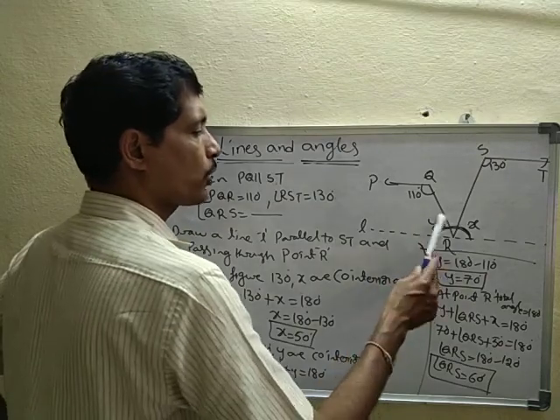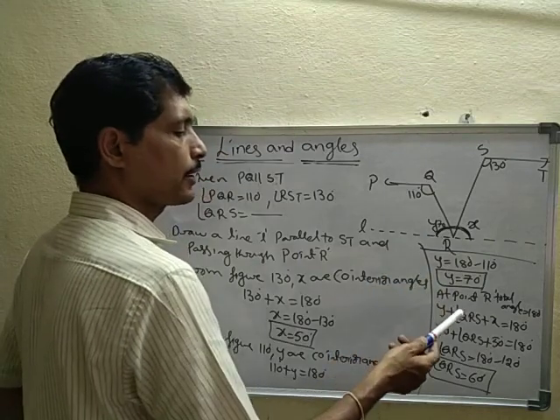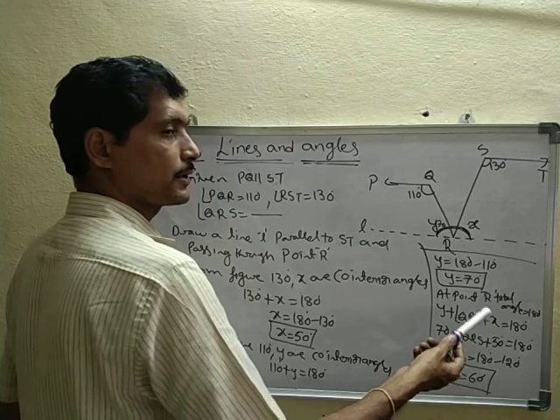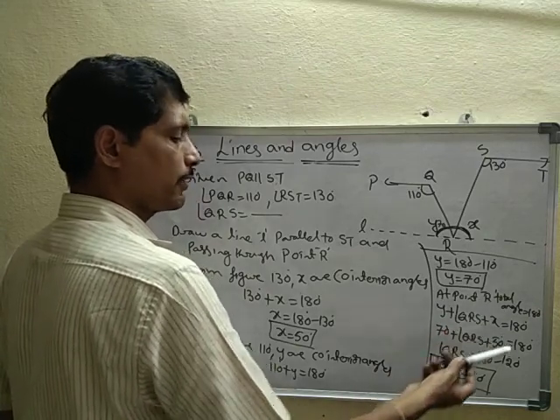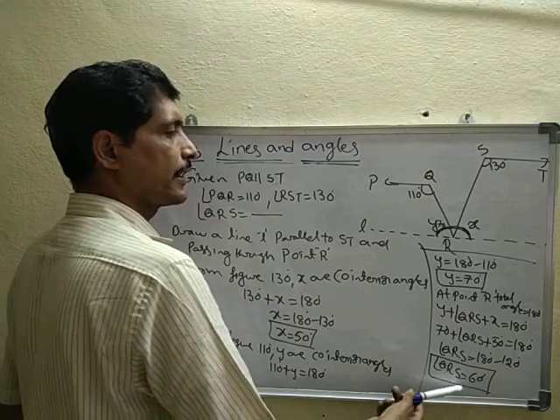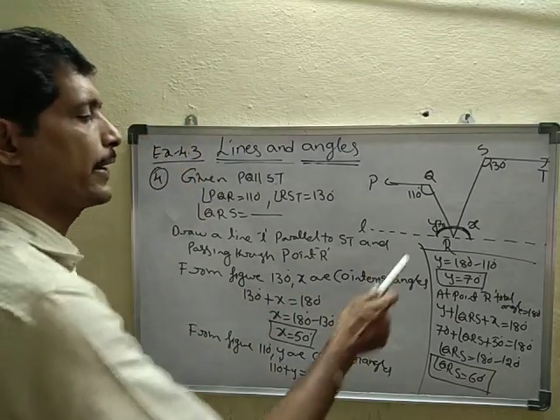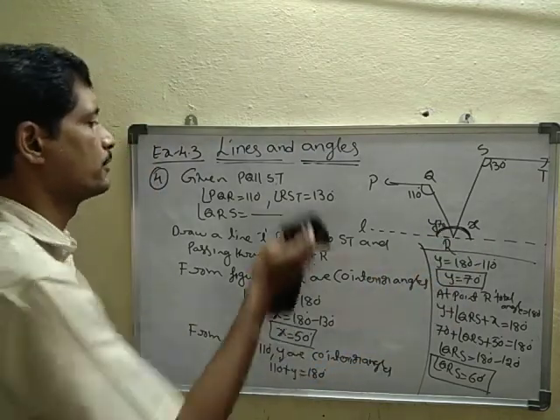At point R total angle equal to 180 degrees. Y plus angle QRS plus x equal to 180. 70 plus angle QRS plus 50 equal to 180. Angle QRS equal to 180 minus 120. Angle QRS equal to 60 degrees. Okay, that is angle QRS equal to 60 degrees. 70 plus 60 plus 50, that equal to 180 degrees.